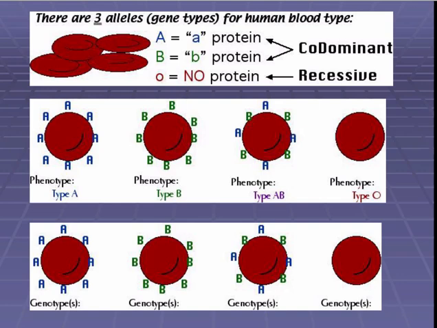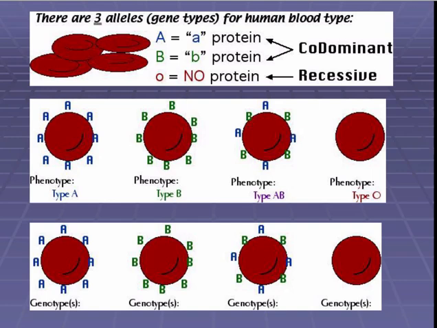What are the possibilities? Well, if you're type A, we know for sure you got a capital A. We know that. The question is, what is your second letter? What did you get from that other parent? You could have gotten another A, and that would give you type A blood. But you could also have gotten a lowercase o. You could have gotten that recessive O. Because A is dominant over O, you would have A proteins on your blood. So there's two possibilities.